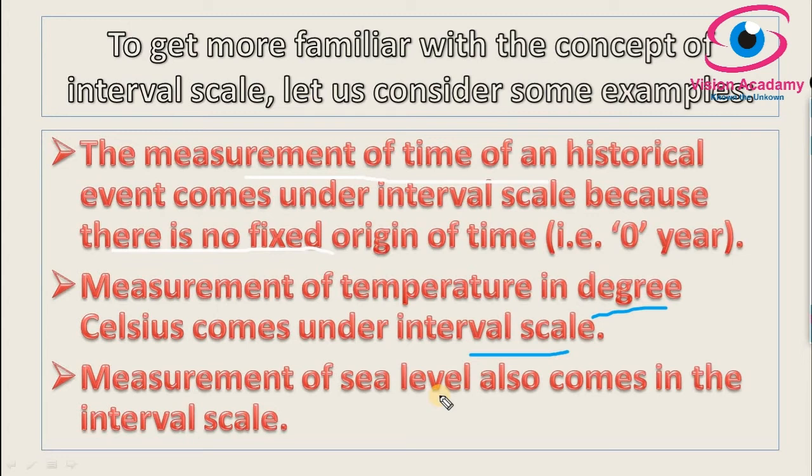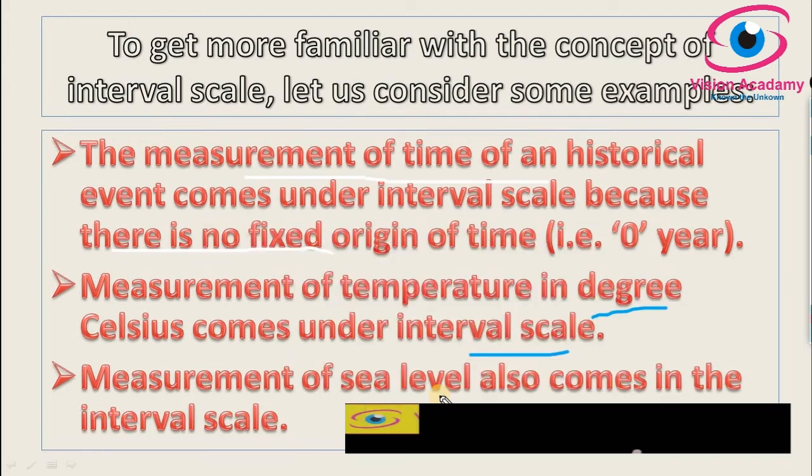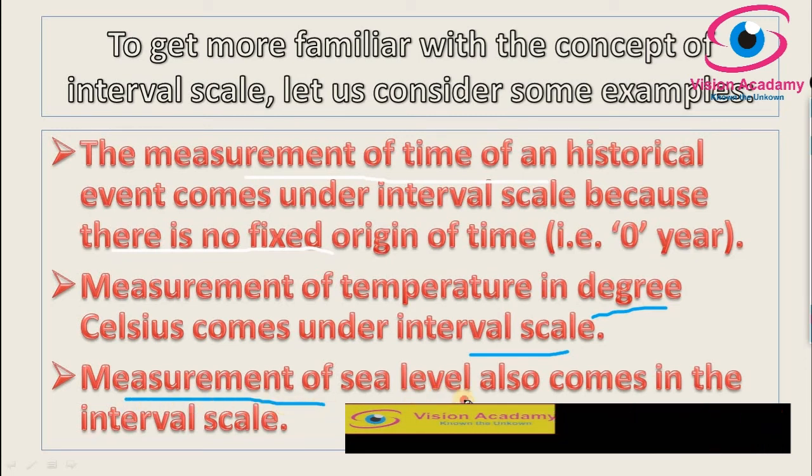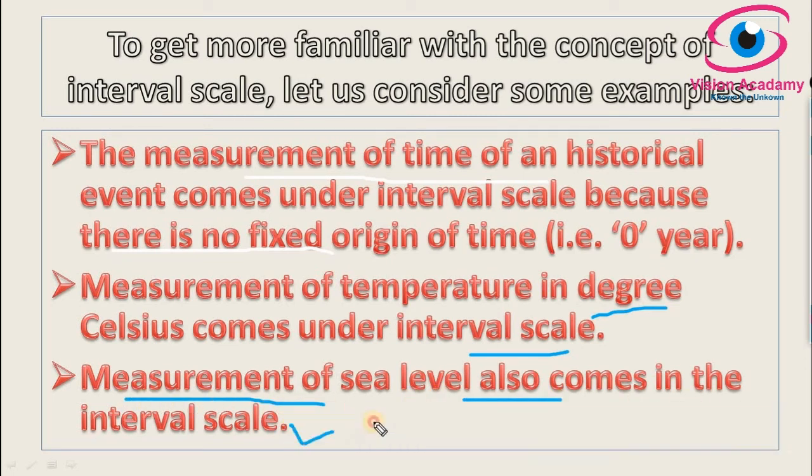Because if it is so, then we can say that 4 degrees is -1 times -4 degrees Celsius. While doing so, it does not make any sense and it is meaningless. And one more example is the measurement of sea level, which also comes in the interval scale, because it varies from place to place and time to time. So measurement of sea level comes under interval scale.